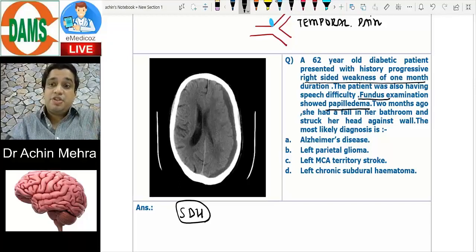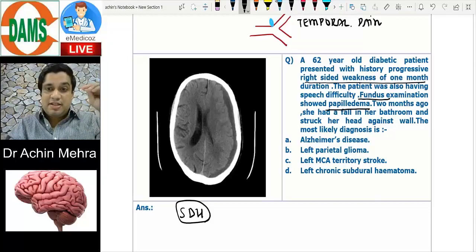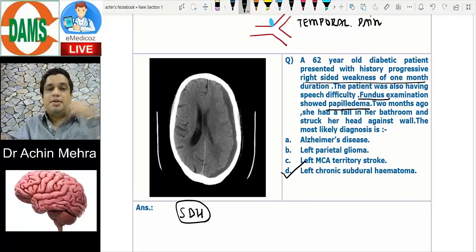Two months ago she had a fall in a bathroom and struck her head against the wall. Now 2 months back she had a history of fall, and for the last 1 month her weakness is progressively increasing. This particular SDH is causing raised ICT in the case, and the raised ICT could be seen in the fundus examination in the form of papilledema. So the best answer is left chronic subdural hematoma, right?